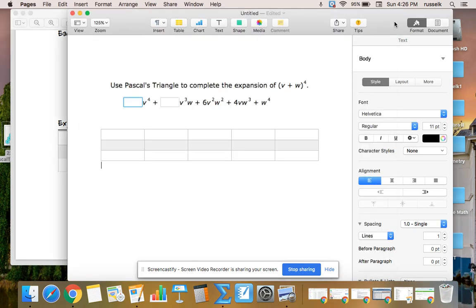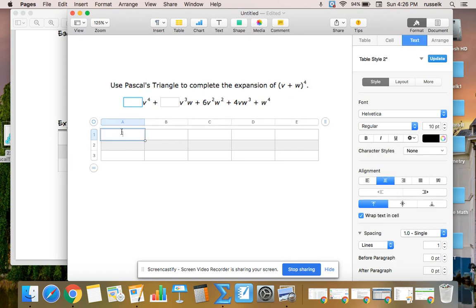Looking at an example on your IXLs, they won't always ask for the entire thing. They might just ask for part of it. Typically, I think it's going to be easier, though, just to work out the whole problem. So in this case, I have v plus w to the fourth. So since my degree is 4, my top row needs to be that fourth row of Pascal's triangle, which is 1, 4, 6, 4, 1. My second row then will be my first term, which is v raised to the fourth power.